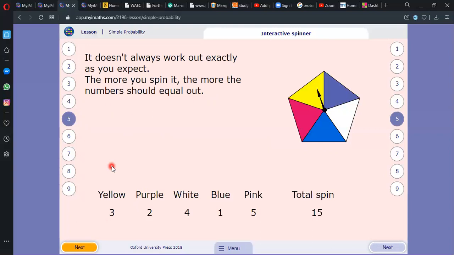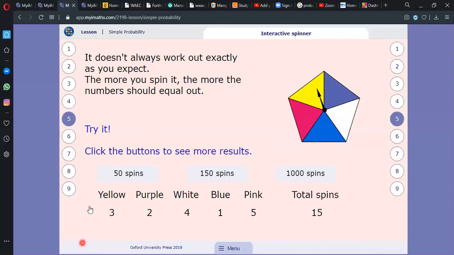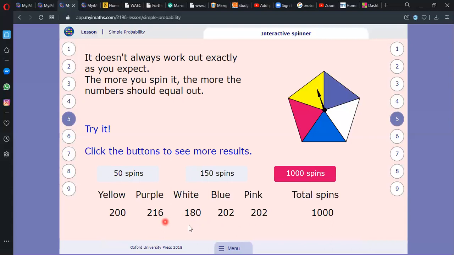The more you spin it, the more the numbers should even out, okay? It's supposed to be 3, 3, 3, 3, 3 for each of those colors, but it's because we did a small number of spins. So if we try to increase the number of spins, if you take it to 50 spins, can you see the numbers are closing up? If you take it to 150 spins, can you see the numbers are closing up? If you take it to 1,000 spins, let me take that again, 200, very close. They are all very close. So the more spins you do, the better the estimated probability that you get. Okay. All right, let's move on.